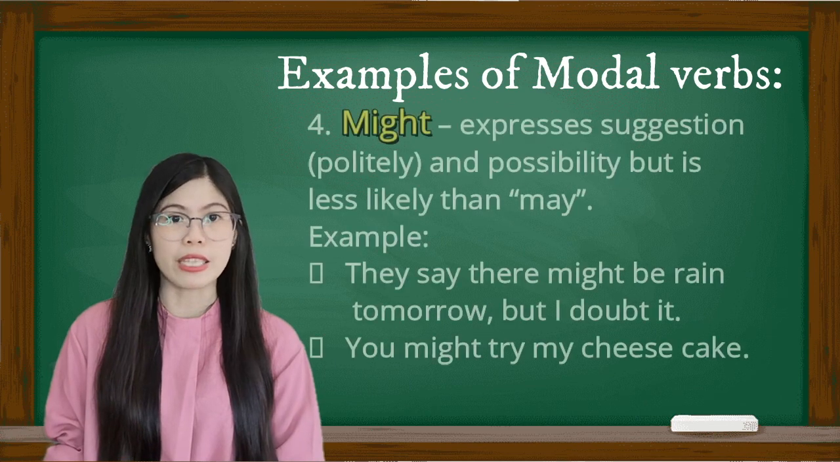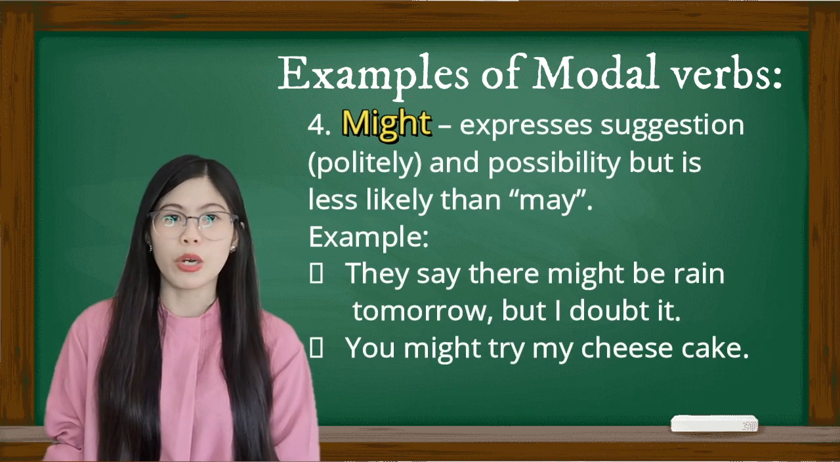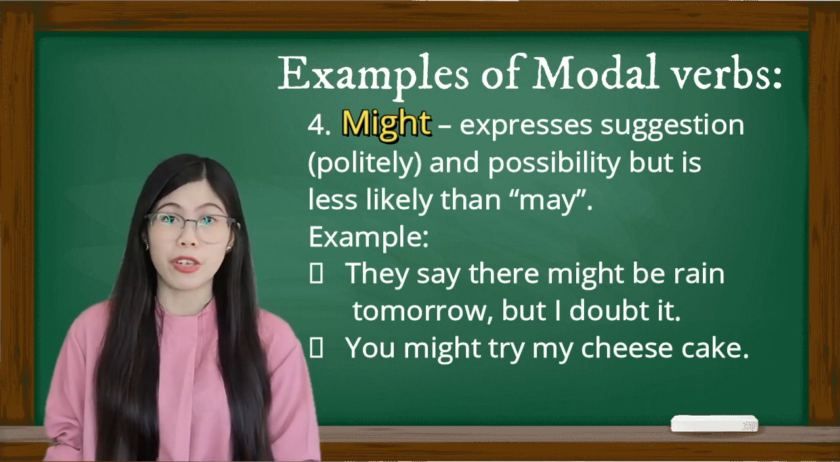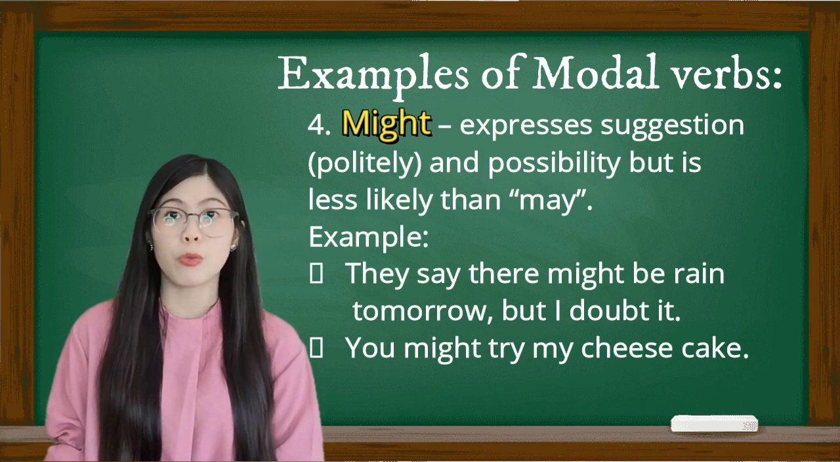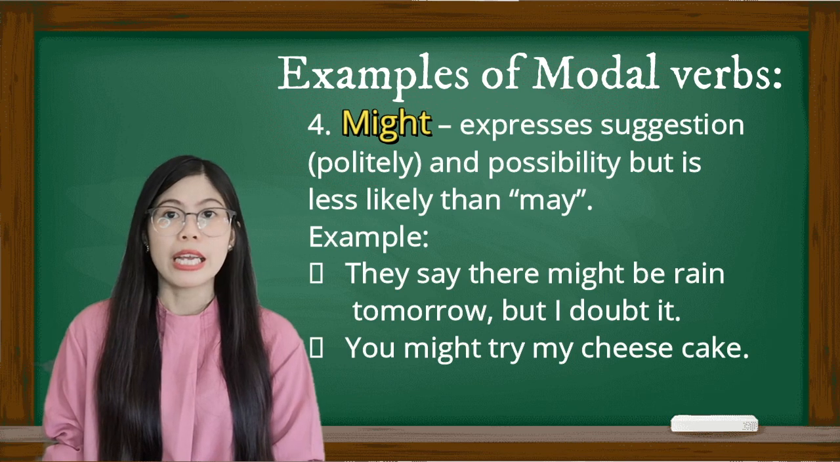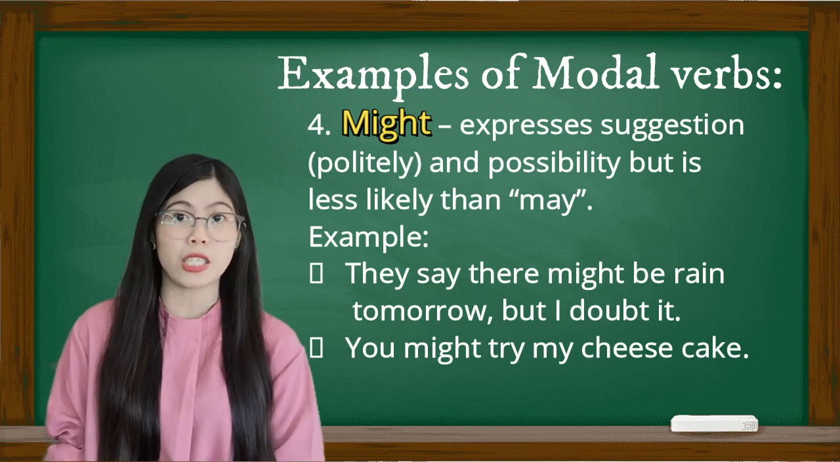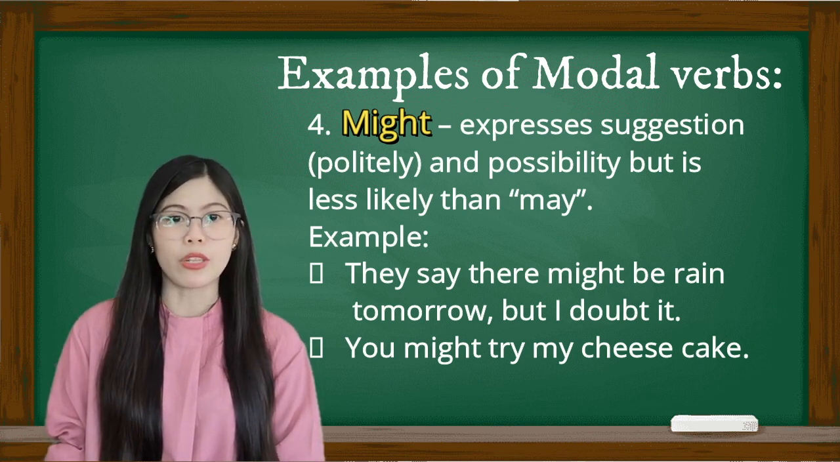Next modal verb is might. It expresses suggestion. If you want to sound more polite, you may use this. And might also expresses possibility but is less likely than may. Meaning, if you use this, you are saying that there's a small possibility that this thing will happen. Example, they say there might be rain tomorrow, but I doubt it. Since we use might, it means that there's a possibility that it will rain tomorrow, but the chance is very low. Next example, you might try my cheesecake. Here, the modal verb expresses the modality of a polite suggestion.